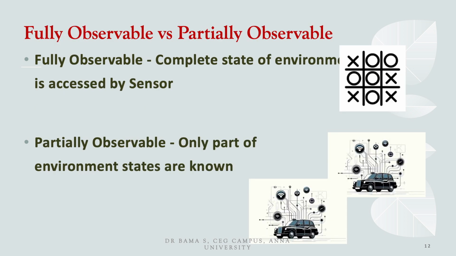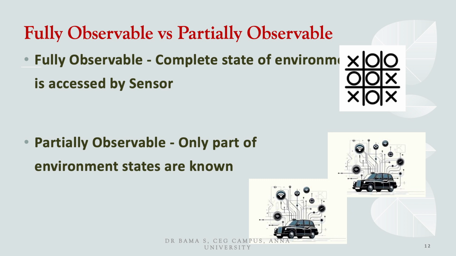Fully observable versus partially observable. Here, for each of them, I will give an example. Fully observable: here the complete state is known to the agent. Say, for example, if you see the diagram on the right, this is tic-tac-toe. Suppose one player is the computer playing tic-tac-toe and another one is you. As an agent, the computer would know the entire state of the game. So, this is actually a fully observable environment.